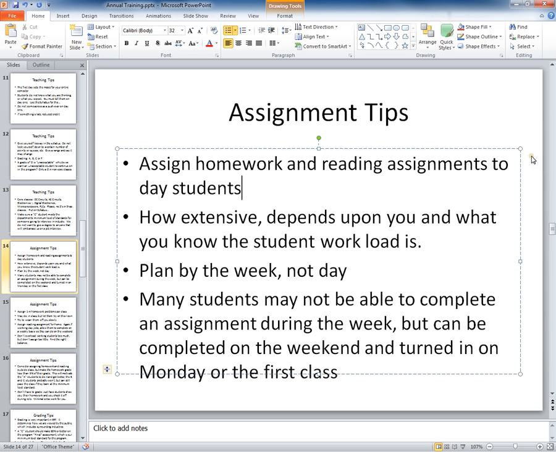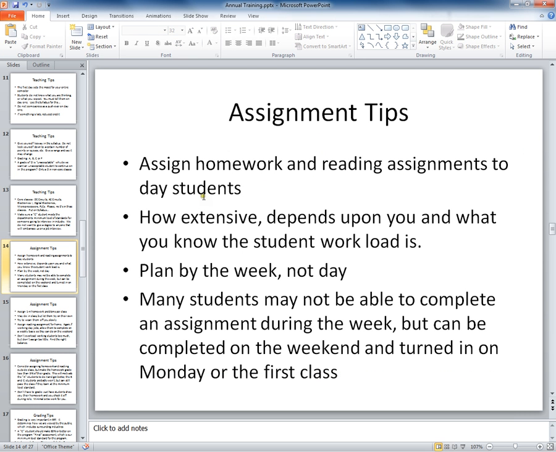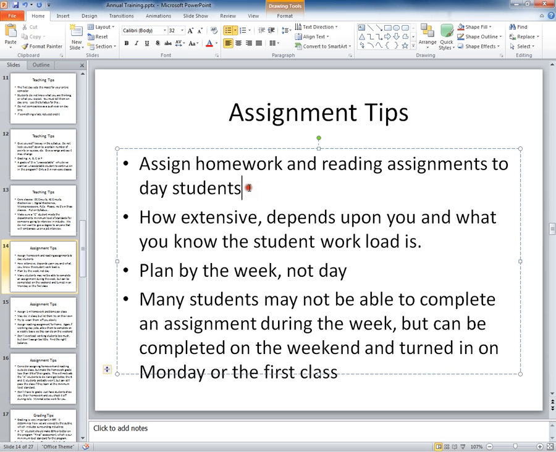Assignment tips: assign homework and reading assignments. Today's students especially. I would recommend assigning homework and reading assignments to all students really, but especially day students, because if someone has a job at night, it's going to be harder. But you can still assign it. It doesn't mean you have to make it count a lot of points. How extensive depends upon you and what you know the student workload is.